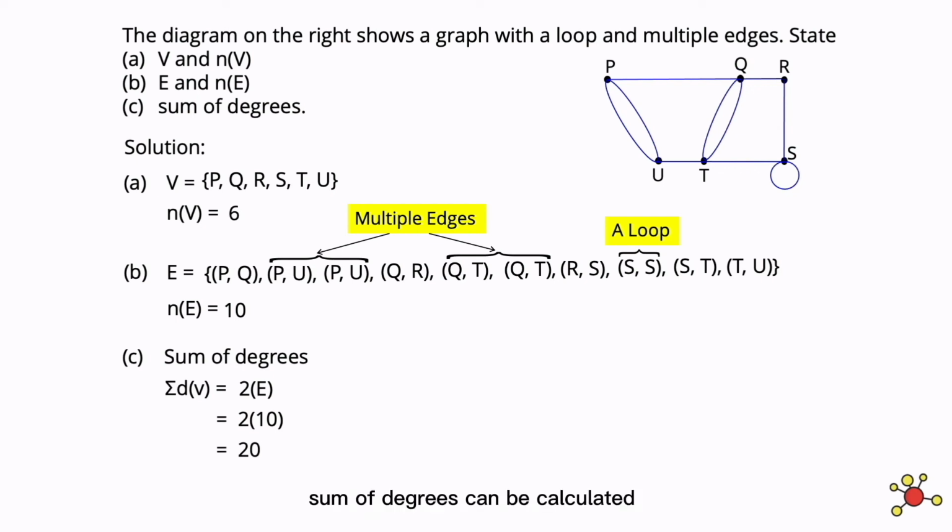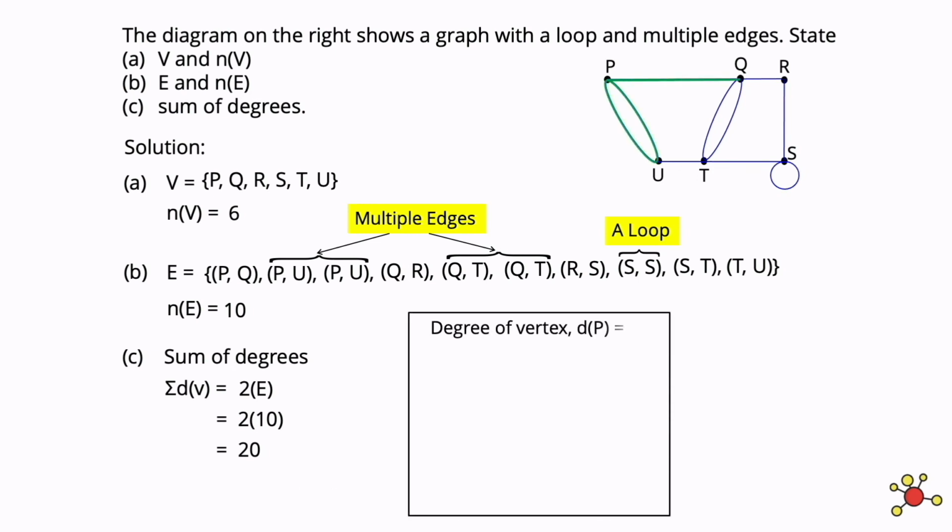Besides, the sum of degrees can be calculated by listing out all the individual degrees of the vertices. 3 edges are coming out from vertex P. Degree of vertex P is 3. 4 edges from vertex Q. Degree of vertex Q is 4. 2 edges from vertex R. Degree of vertex R is 2. 2 edges and 1 loop from vertex S. Each loop adds 2 to the degree. Therefore, degree of vertex S is 4.